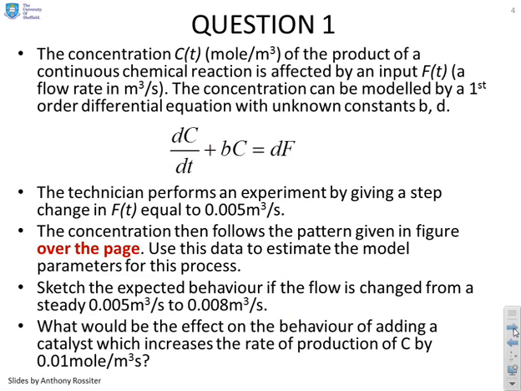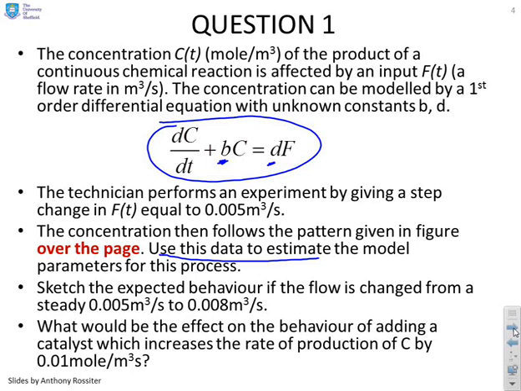So question 1, the concentration of the product of a chemical reaction is affected by an input F. The concentration can be modelled by a first order differential equation with unknown constants B and D. And here's the equation you're given, dc/dt plus Bc equals DF. So a technician performs an experiment by giving a step change in F equal to 0.005 meters cubed per second. And there's a figure on the next page which shows the response. And your first job is to use the figure to estimate the model parameters. So you need to find the parameters B and D from this figure.